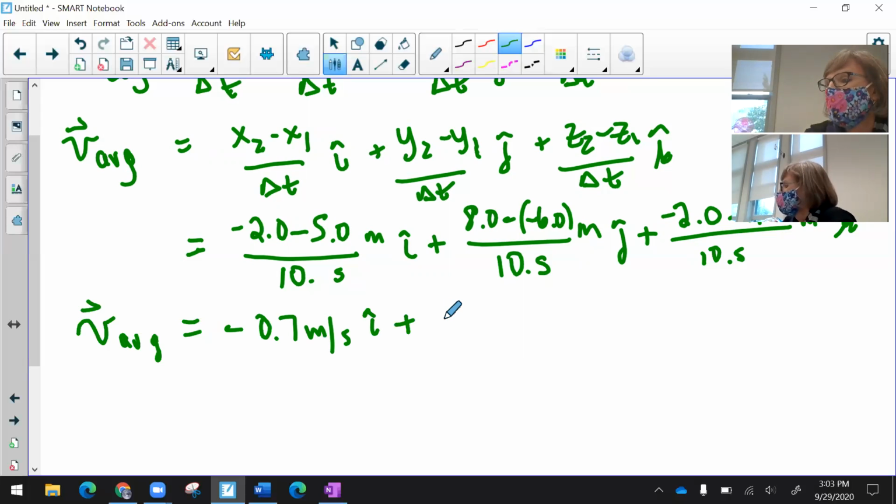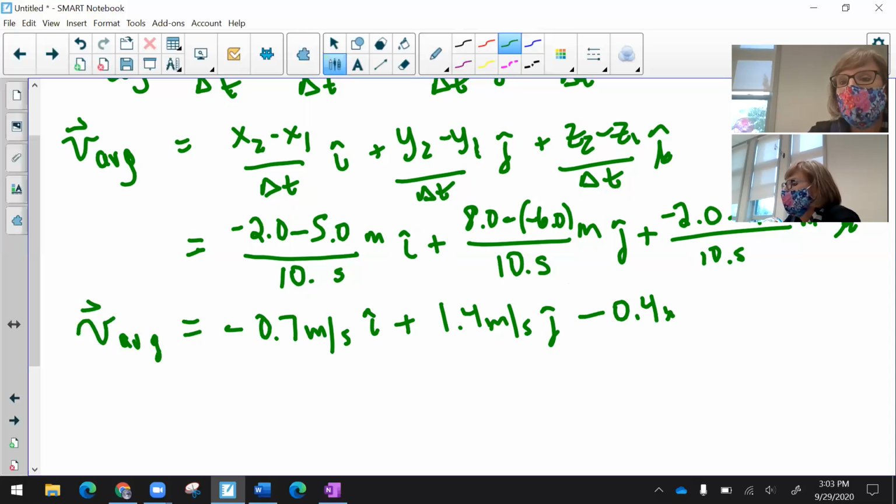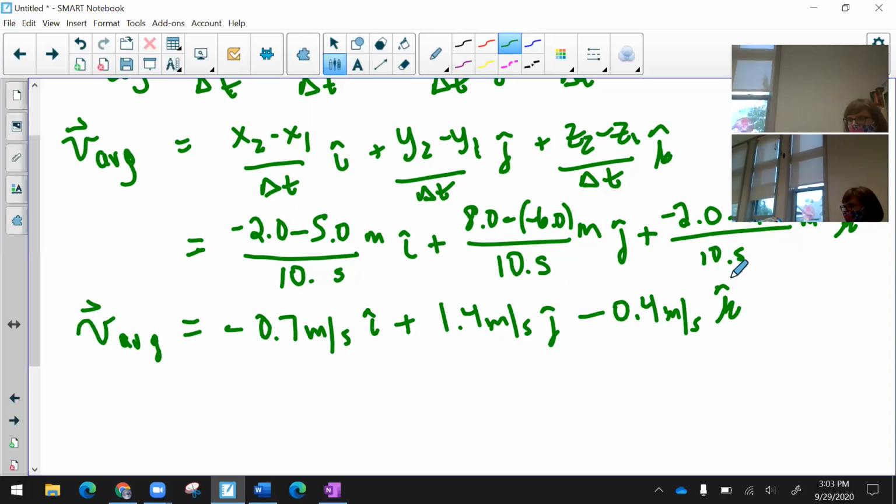About my J component. 1.4 meters per second J. And how about my K component? Negative 0.4 meters per second. Okay, because it's negative 2 minus 2. Okay. All right. Wait till everybody writes this down, and then I got a thing or two to say.